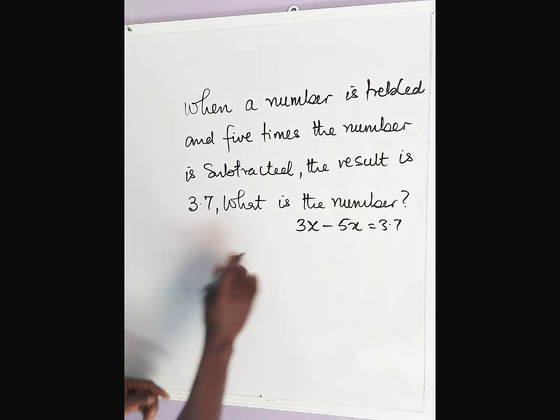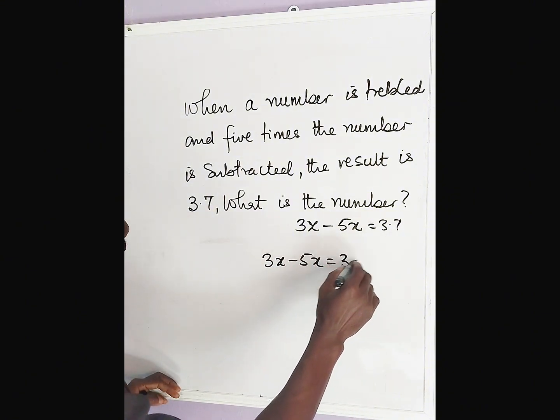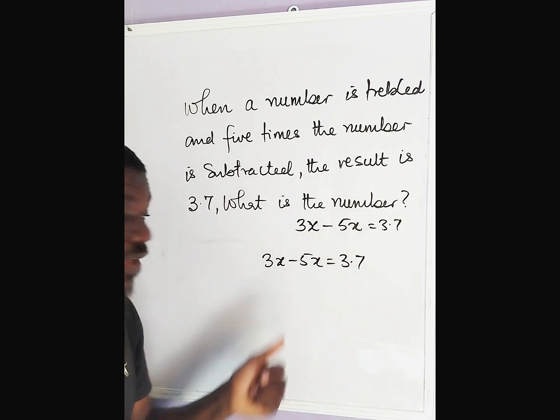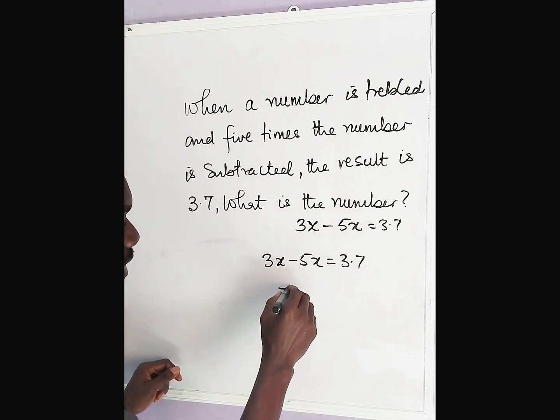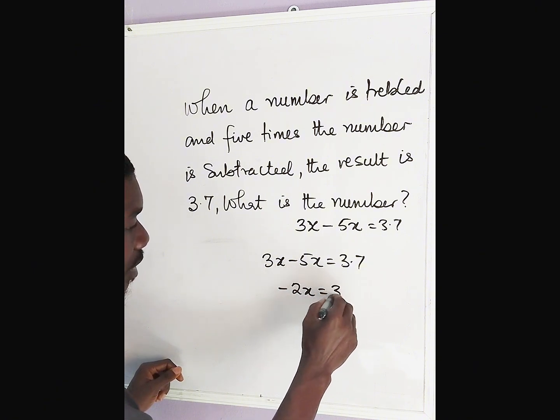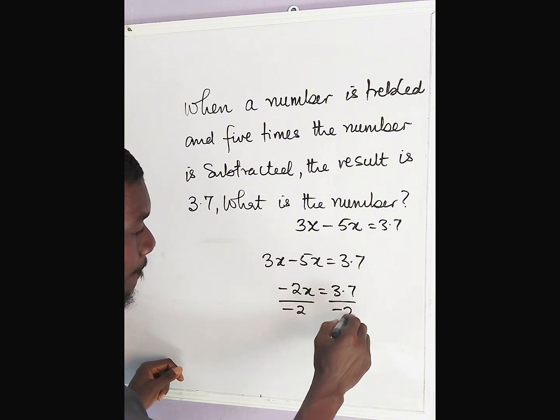So here we have 3x minus 5x equals what? 3.7. Let's find the value of x. So 3x minus 5x will give us negative 2x equals 3.7. Let's divide both sides by negative 2.